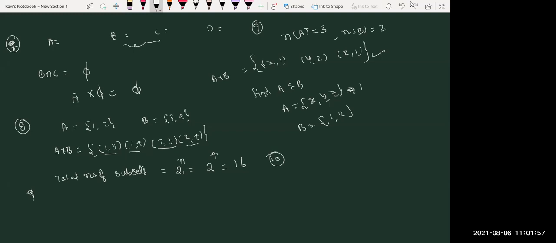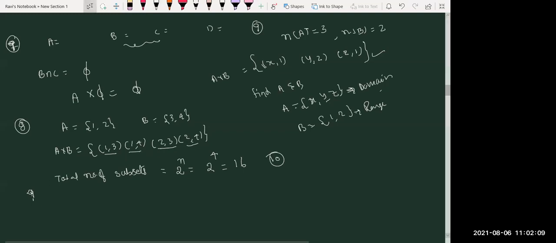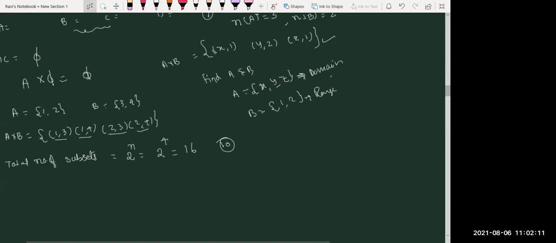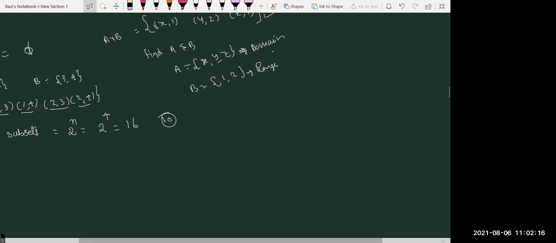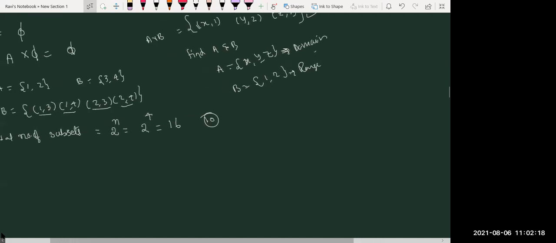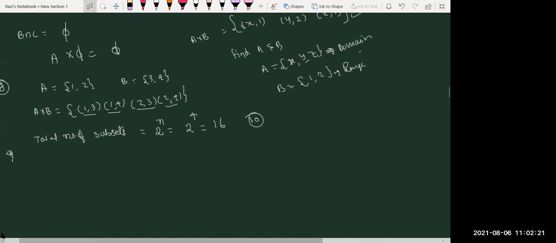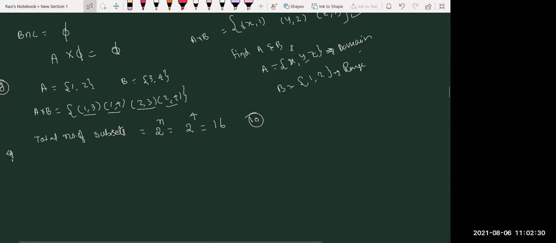Indirectly, they ask us for this, which is called the domain. This is called the range. Domain and range.